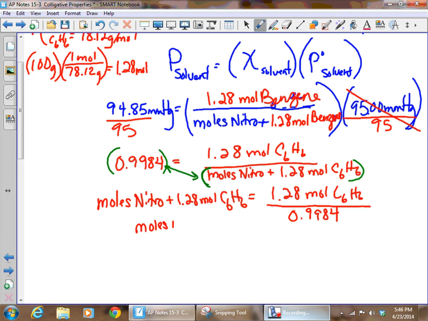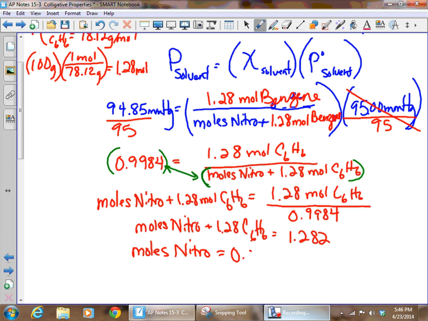Moles of nitro then. I'm working this out pretty straightforwardly and kind of breaking it down pretty good. We've got to get good at our mental math because they certainly expect us to be good whenever we're dealing with this on the AP test. When we divide these two, that becomes 1.282. So subtracting 1.28 from both sides, we get that the moles of nitro end up being 0.002 moles.